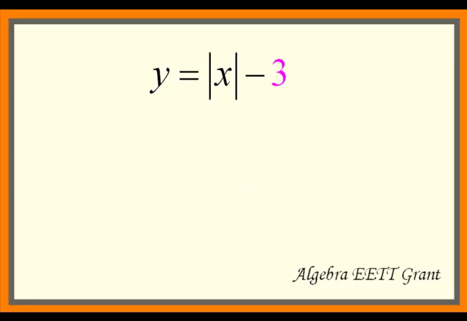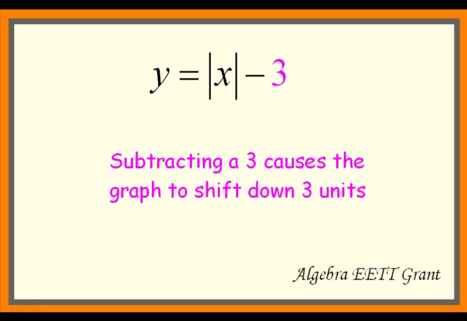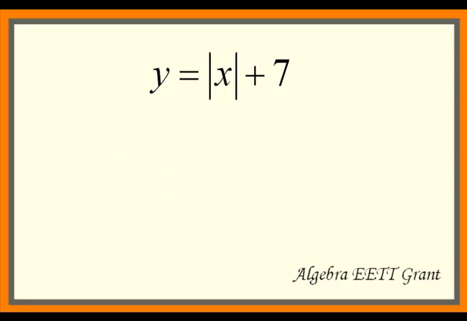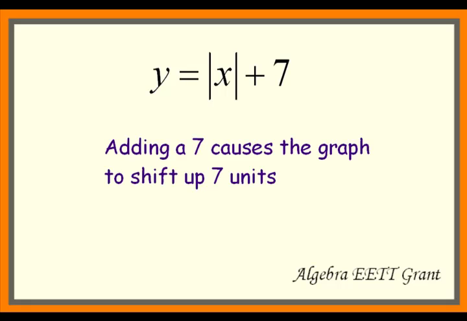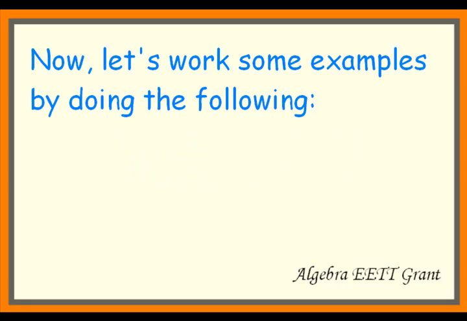So let's look at an example, like y equals the absolute value of x minus 3. What have we done to the parent graph y equals absolute value of x? Well, the minus 3 causes the graph to be shifted down 3 units, just like y equals absolute value of x plus 7. What does the plus 7 do? Well, by adding 7, you have caused the graph y equals absolute value of x to be shifted up 7 units.